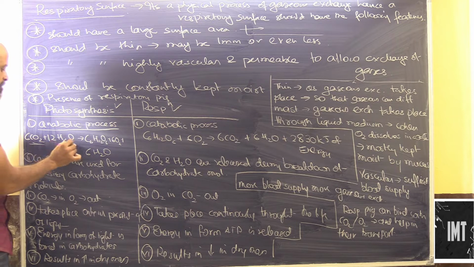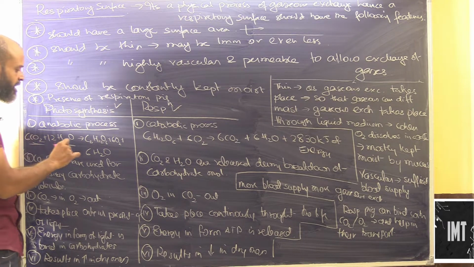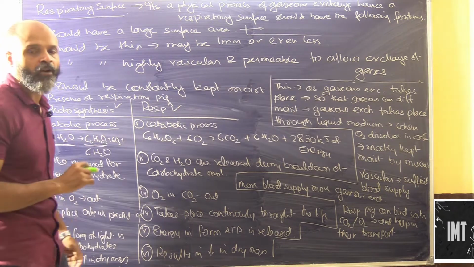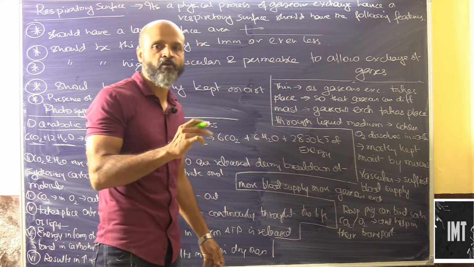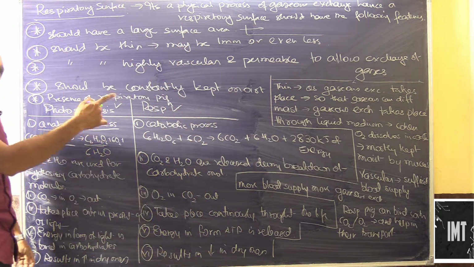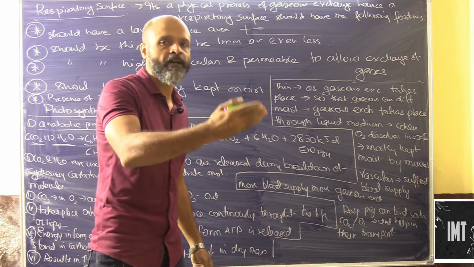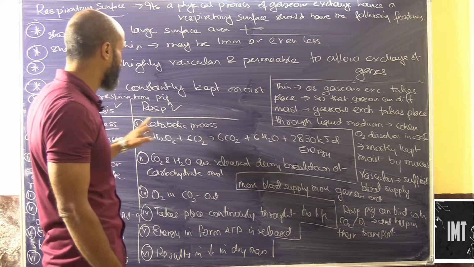We all know that it is an anabolic process. Why? Because carbon dioxide and water, which are inorganic substances, combine to form an organic product, which is basically glucose. So synthesis is taking place. That's a synthetic pathway, and hence we call it an anabolic process.